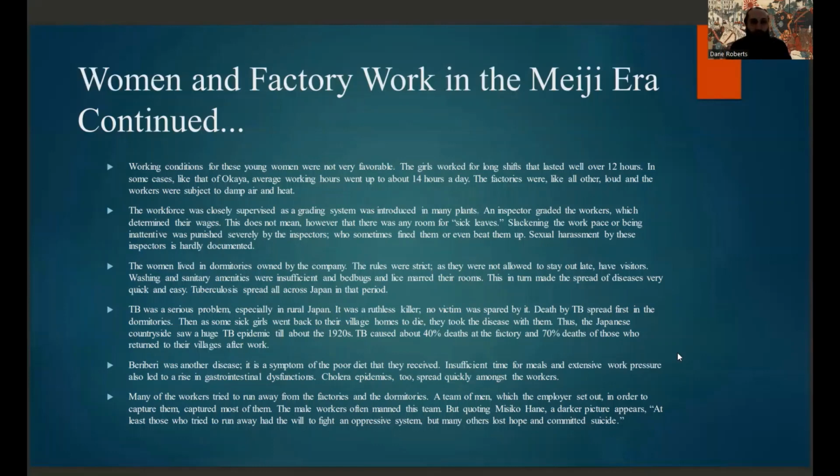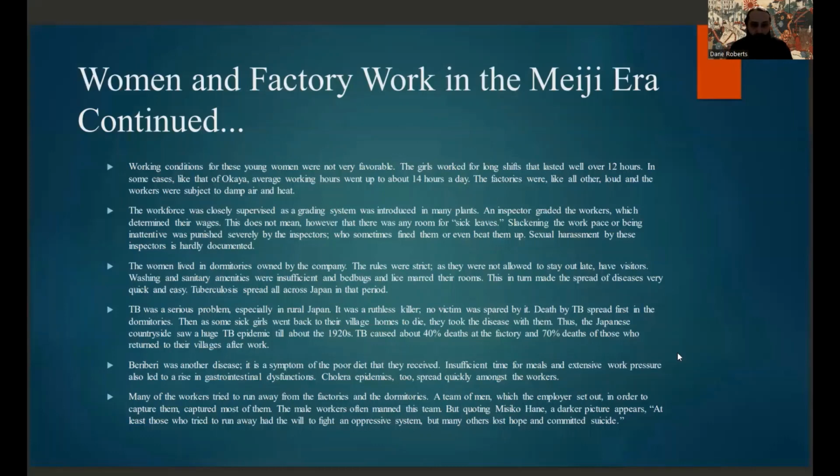Women worked long shifts that could last over 12 hours, sometimes 14 hours. They were heavily supervised by a grading system. They often lived in cramped quarters. They were not allowed sick leave or anything like that. Also, tuberculosis was a serious problem. So was cholera, which wreaked havoc in these areas.